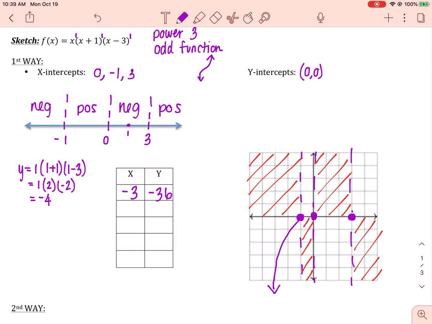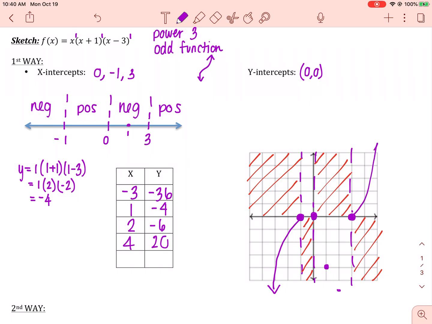What if I try to plug in some other point, like 1? If I plug in 1, I get -4. So there's 1, 1, 2, 3, 4. Okay. If I plug in 2, I'm just trying to see a shape. I would get -6. Well, a little off the graph, but that's okay right now. We're just getting the shape. And maybe, what about like 4? 4, I would get 20. Okay, so really off.